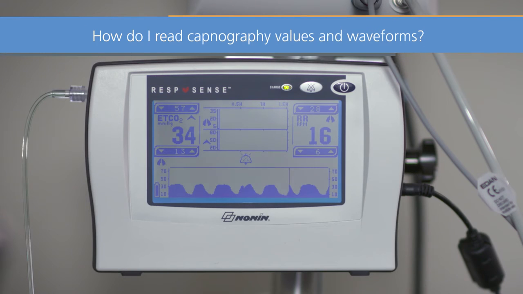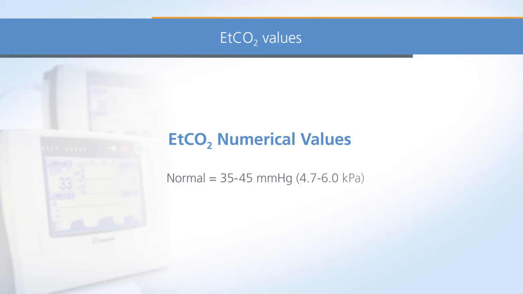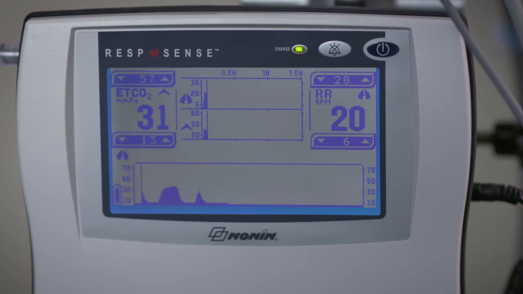Next, we will talk about reading capnography values and waveforms, which are key indicators presented on a capnography monitor. End-tidal CO2 values are usually expressed in millimeters of mercury. Normal end-tidal CO2 is typically between 35 and 45 millimeters of mercury. End-tidal CO2 values greater than 45 millimeters could be an indication of hypoventilation or respiratory depression caused by the sedation procedure. A no-breath indication or lack of waveform may signify that the patient has stopped breathing and immediate action must be taken.